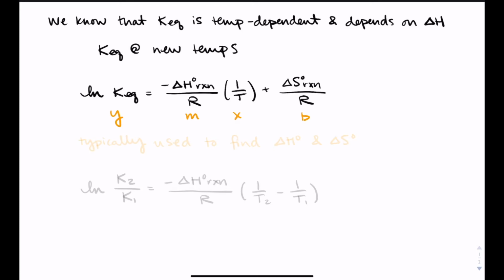You can also use it to find the delta S for a reaction. You could find the delta H for a reaction if you knew the other two values. This is probably the more accurate version of the equation. We just don't often enough have that much data to work with.